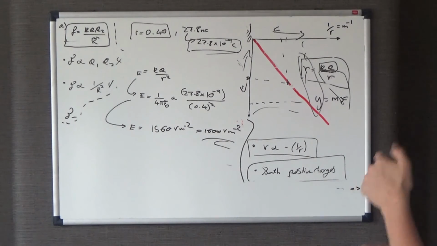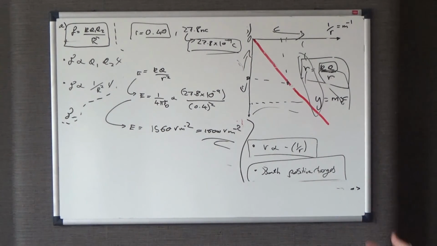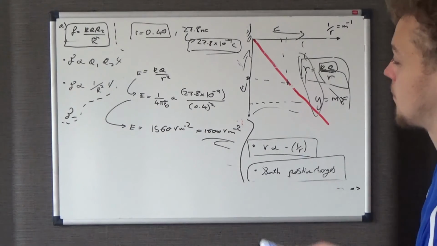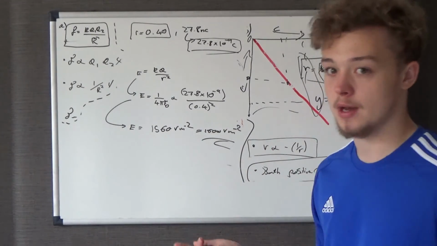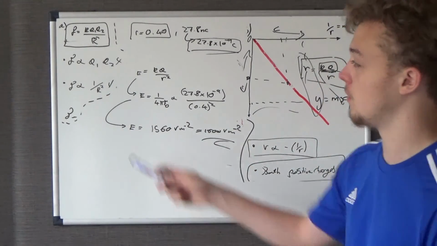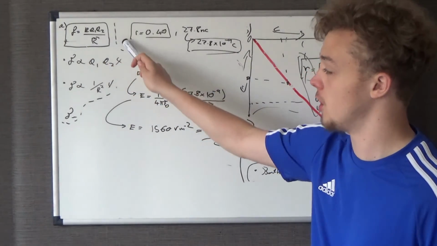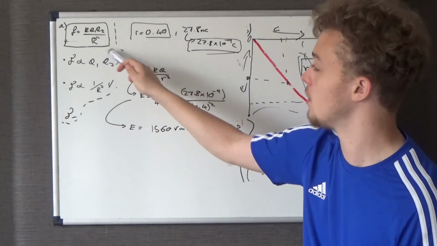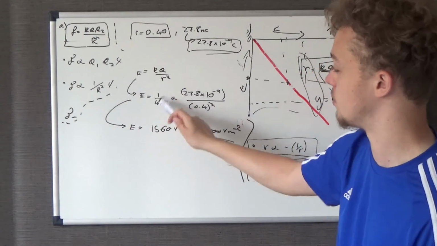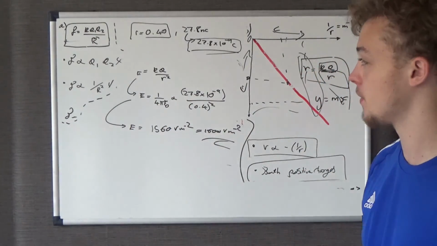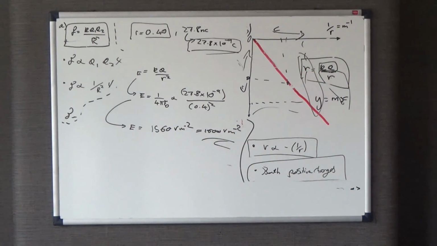Now, if that wasn't on the formula sheet, F equals QE, and you want E, so you divide both sides by Q, so KQ over R squared is what we've got here. That's how you get that equation if it's not on the formula sheet. But as I say, that's a very standard kind of question, nothing too difficult.